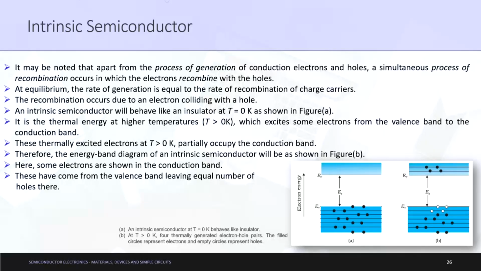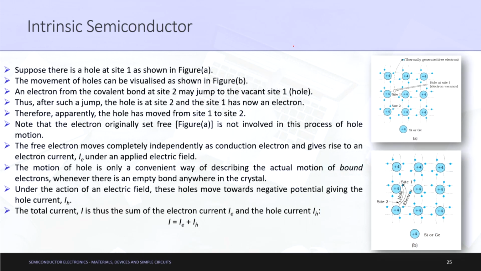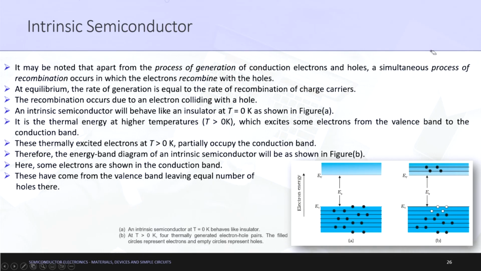Please look over here carefully. It may be noted that apart from the process of generation of conduction electrons and holes, what are conduction electrons? Basically, conduction electrons are electrons which are moving; as this is a free electron, it can also be called a conduction electron. It may be noted that apart from the process of generation of conduction electrons and holes, a simultaneous process of recombination occurs, in which the electrons recombine with the holes.